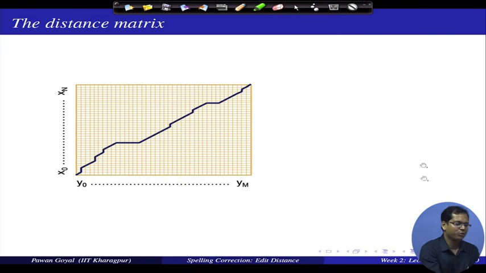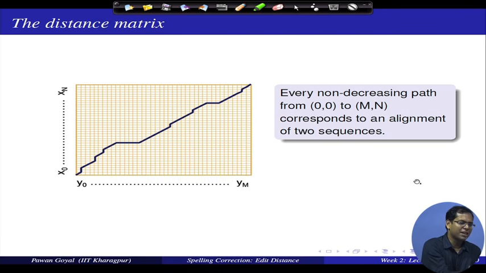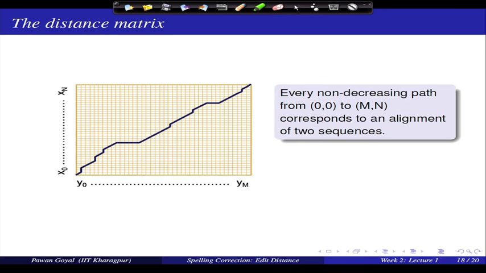Okay. So in general, suppose I start with a word x0 to xn. So 0 means null, xn is the complete word x, and I have the output string y0 to ym. So if I see this matrix of size n cross m, every possible path from 0 to mn is a possible alignment. So what I am trying to find out is which path gives me the minimum possible edit distance.